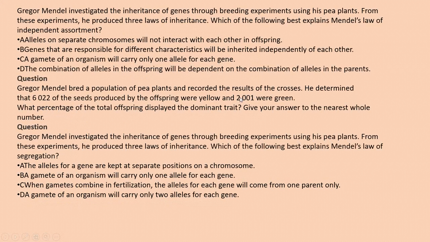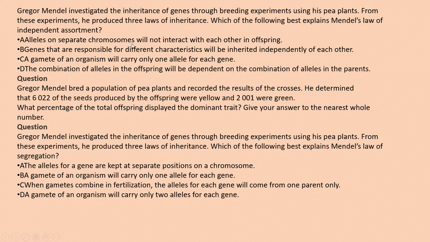Let's solve another question. George Mendel investigated the inheritance of genes through breeding experiments using his pea plant. From these experiments, he produced the 3 laws of inheritance. احنا أخذنا only 2. بس تعالوا نشوف the third one we can estimate it. Which of the following best explains Mendel's law of independent assortment? مين الأحسن واحد to describe it?